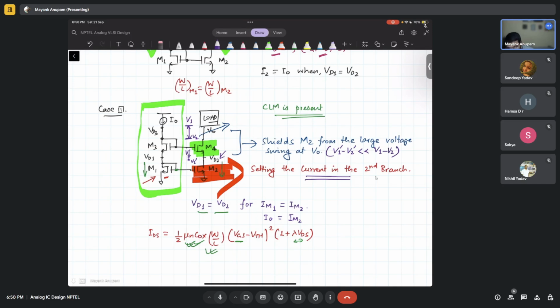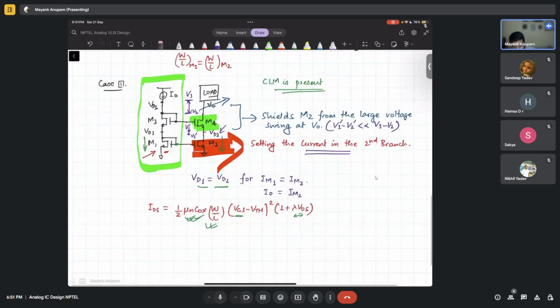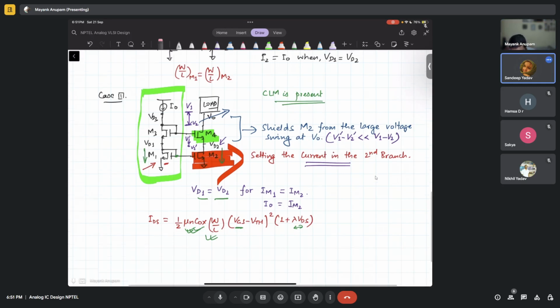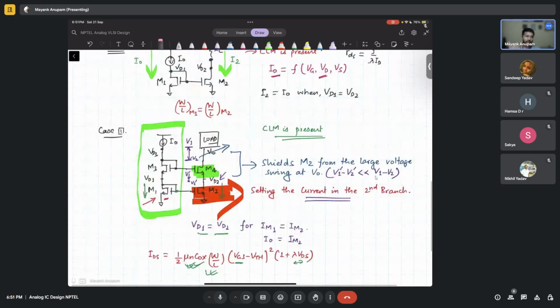If you're not able to understand, you can ask me, because this is a very crucial point. This is the whole point that I wanted to make today: the idea of adding this MOSFET is to simply shield the MOSFET which is below it from the large swing that it faces at its drain. This is one way to look at the cascode. Fine, if you've understood, then it's fine. Because now the idea is very simple.